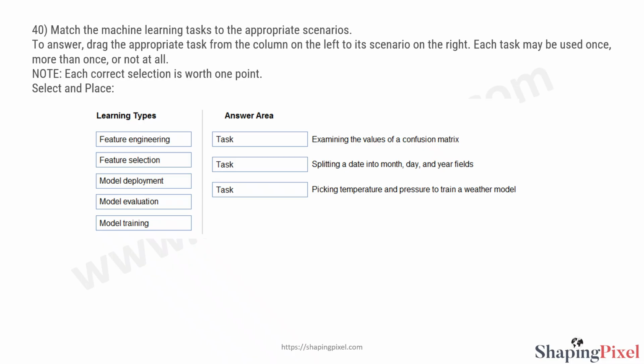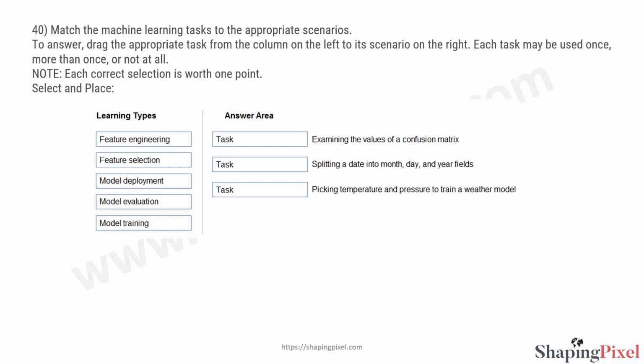Question number 40. Match the machine learning task to the appropriate scenarios. To answer, drag the appropriate task from the column on the left to its scenarios on the right. Each task may be used once, more than once, or not at all. Each correct selection is worth 1 point. Learning types we have feature engineering, feature selection, model deployment, model evaluation, model training.